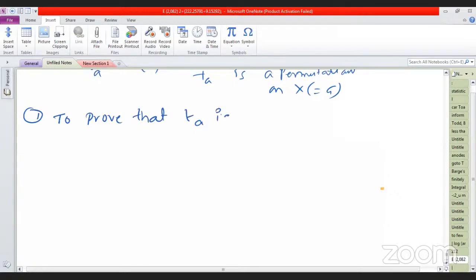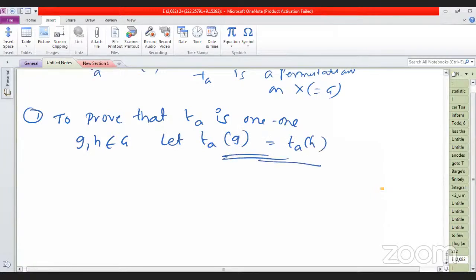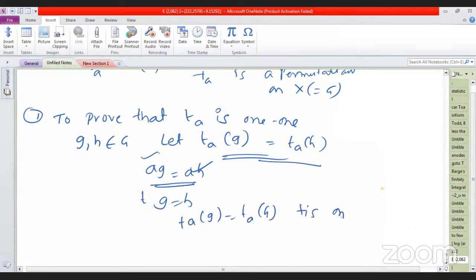To prove that T of A is 1-1. Suppose I am taking g, h belongs to G. Let T of A of g equal T of A of h. We can write it. Yes, sir. AG is equal to AH. We can write it or not? Yes, sir. What is A here? Element of G. Yes, elements. Very good. Therefore, g is equal to h. We can call this the left cancellation law. A cancels here. So therefore g is equal to h. So it is 1-1 or not? 1-1, sir. So therefore T is 1-1. Then we are going to the second one.